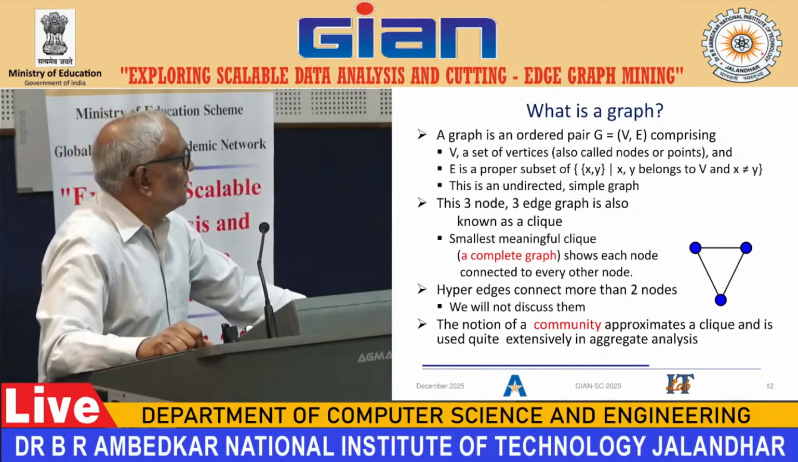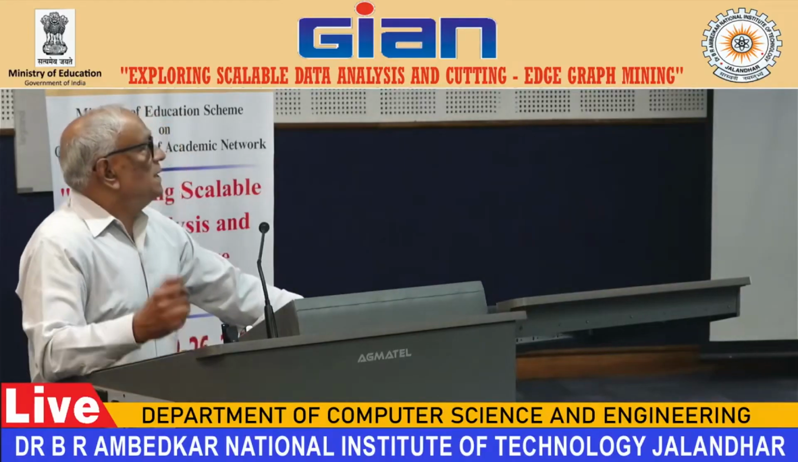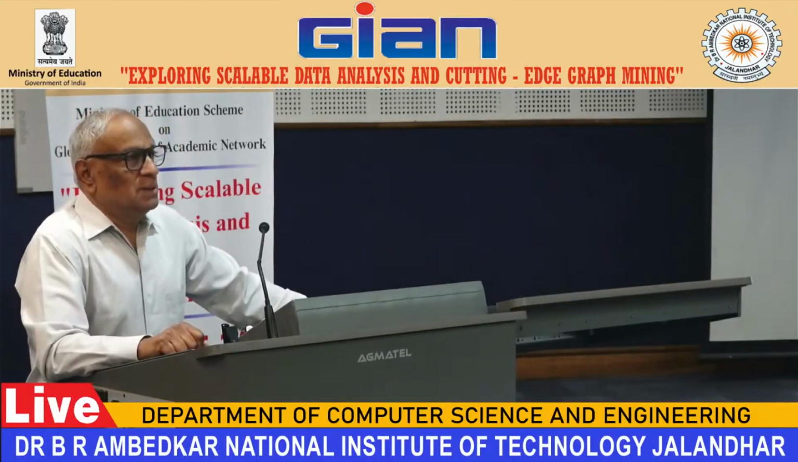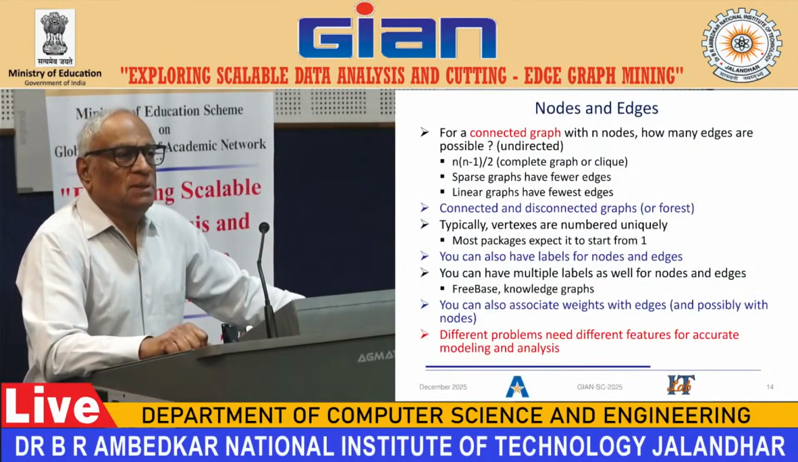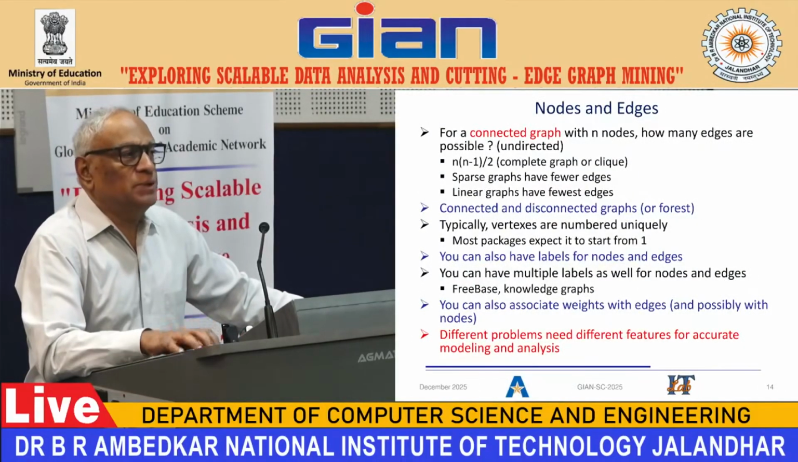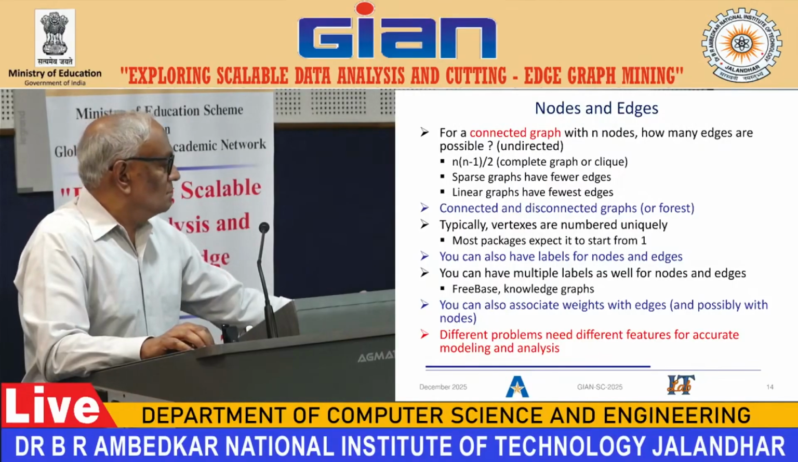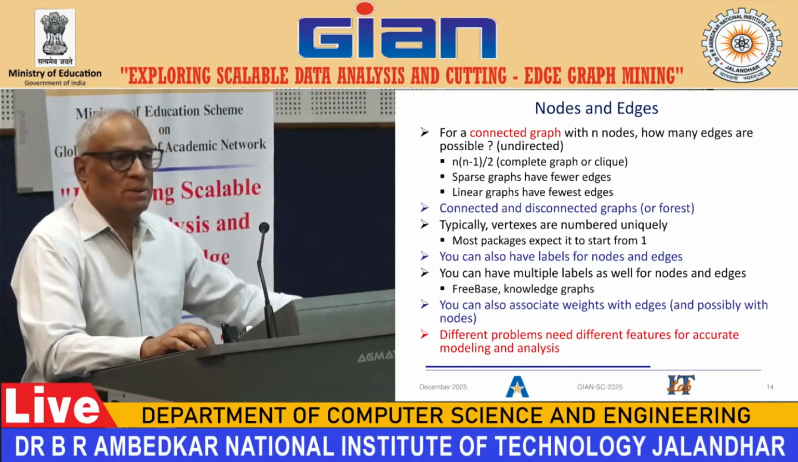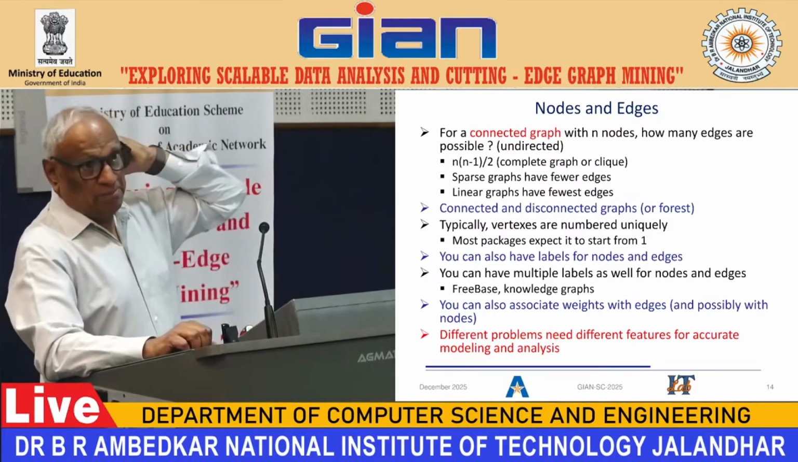So for connected graphs with n nodes, how many edges are possible? If I have a graph with n nodes, what is the maximum number of edges possible? To understand it, here is a graph of 3 nodes. The maximum number of edges for 3 nodes is 3.